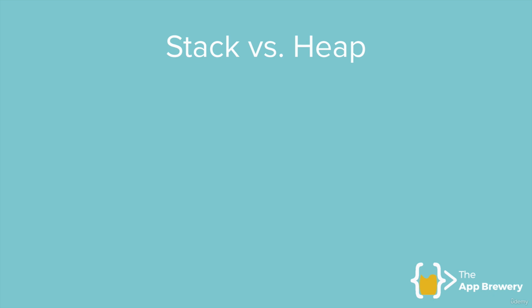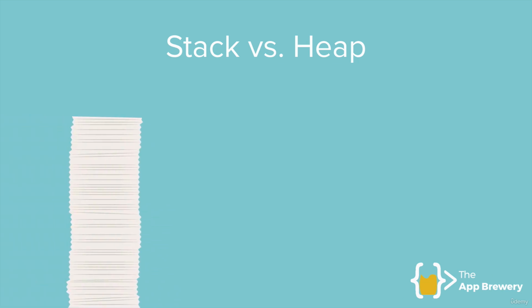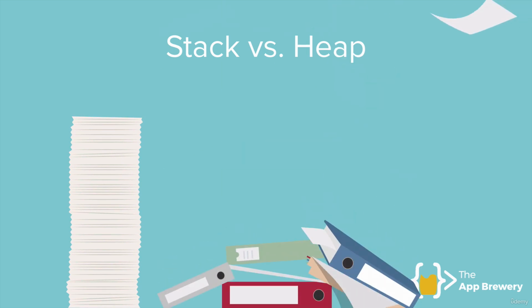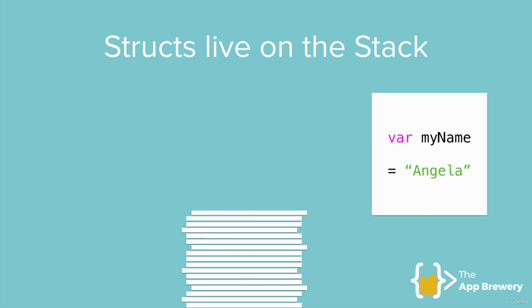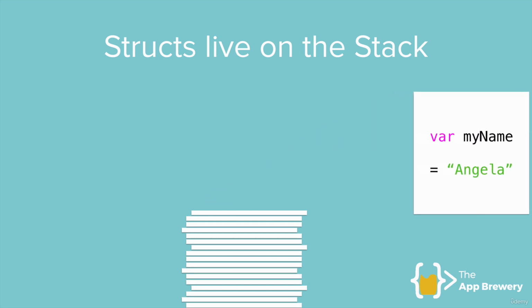So let's say that you're working at an office. A stack might just be that, a stack of papers which you have to get through from top to bottom. But a heap could be just a random heap of all of your files and folders. Now, structs live on the stack. And the thing about the stack is that it follows something called a first in, last out system. So that means that the first piece of data that went into the stack will be the last one that pops off the stack. And this means that the most recently saved pieces of data will be on hand and quickly accessed when you need it.